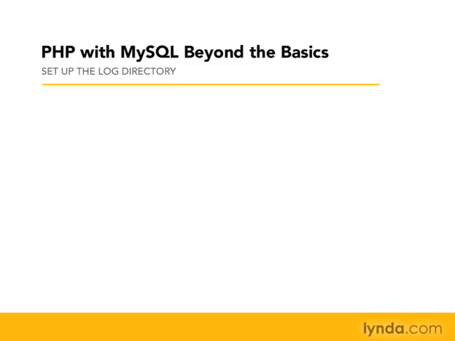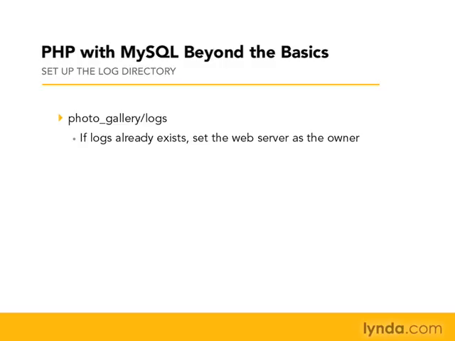The first step is going to be to set up the log directory. So it's going to be in photo gallery/logs. Now, I believe we created that file earlier. You'll want to make sure that it does exist. And if it already exists, you'll also want to make sure that the web server is set as the owner. Remember, we talked about how the PHP scripts are not going to be able to make changes to directories that they don't own. So we'll want to make sure that that's the case, and you'll probably have to do that outside of PHP.